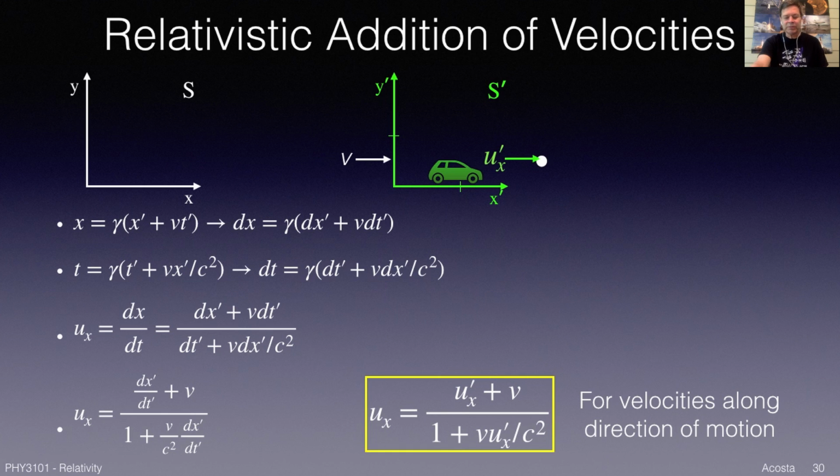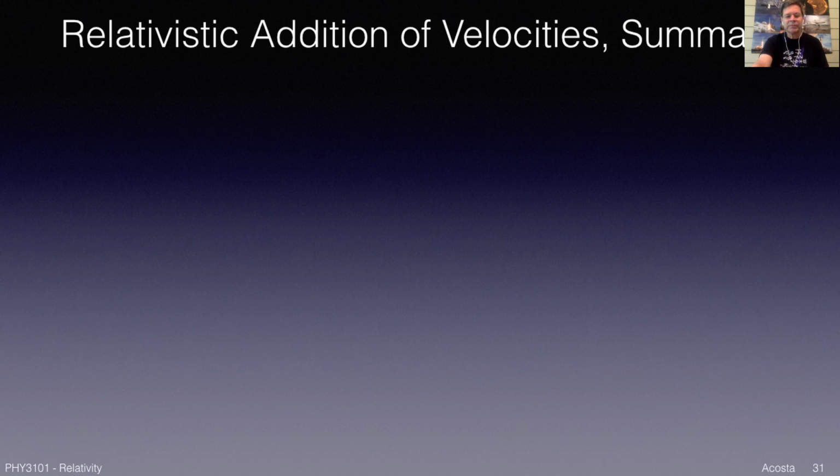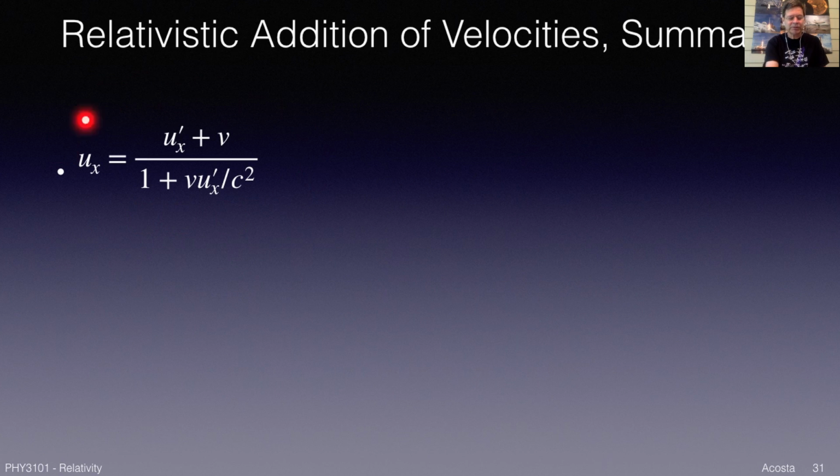Okay, so let me summarize in the next slide here. We just worked out, by taking differentials of the Lorentz transformation equations, that the velocity in the unprimed frame is that in the primed frame plus the relative speed v of that frame relative to the unprimed frame, divided by the quantity 1 plus v ux prime over c squared. But this is the parallel component. This is the transformation of velocities along the direction of motion of the two frames.